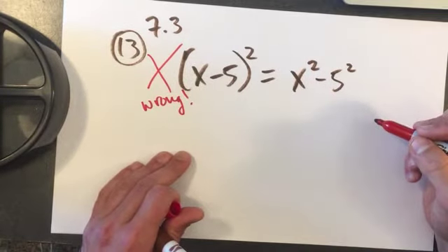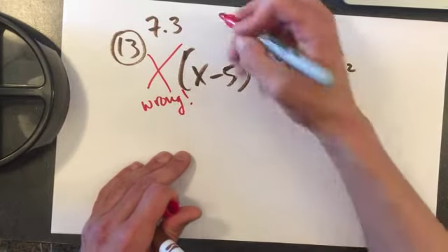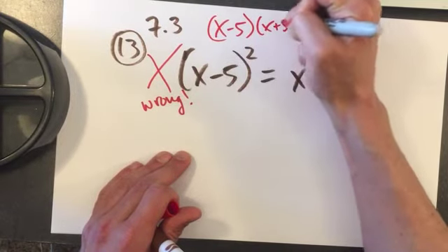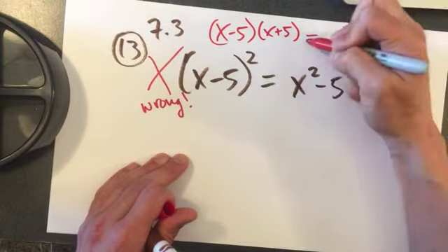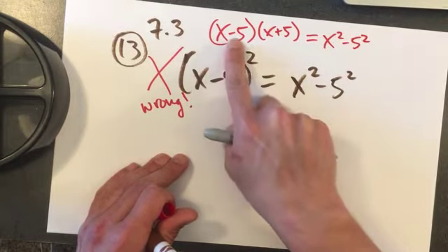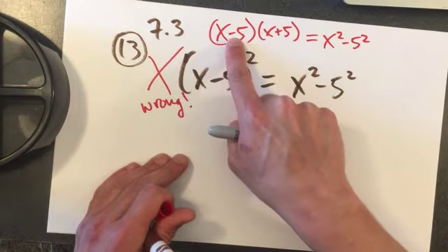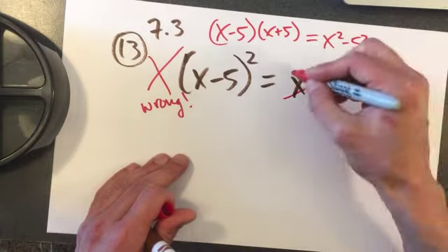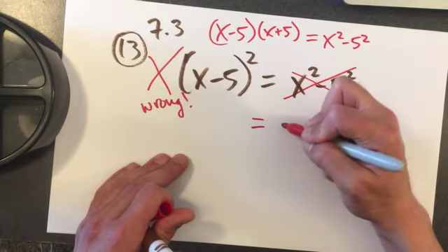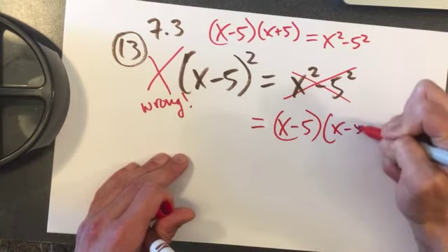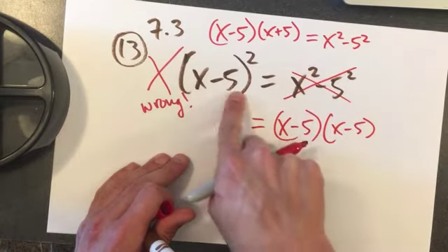Why is it wrong? Well, if it was x minus 5 times x plus 5, this would equal x squared minus 5 squared. But notice what's here. The operations, we need to have opposites here. Here we have the same one. This does not equal that. It equals x minus 5 times x minus 5. This is what x minus 5 squared means.